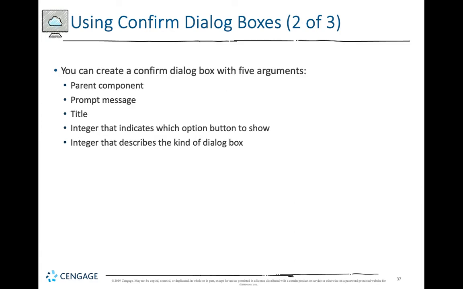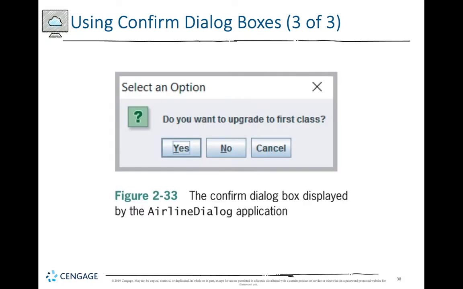You can create dialogs with 5 arguments: the parent component, a prompt message, the title, an integer that indicates which option button to show, and what kind of dialog to show. All right, so here's an example. You have the confirm dialog box displayed by the airline dialog application.